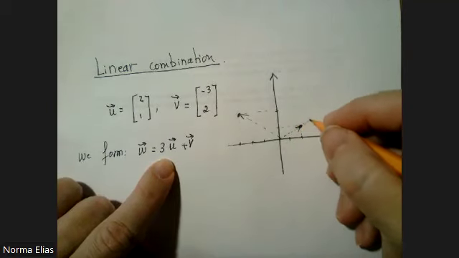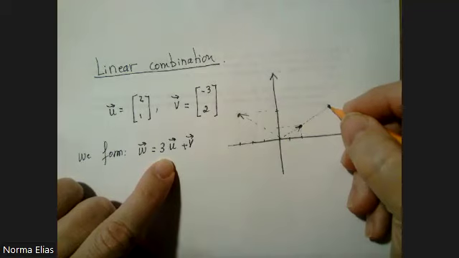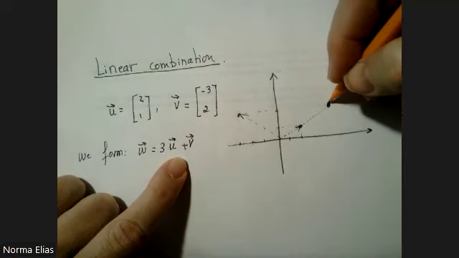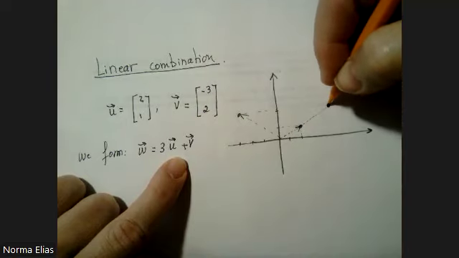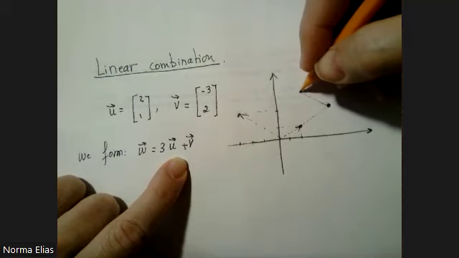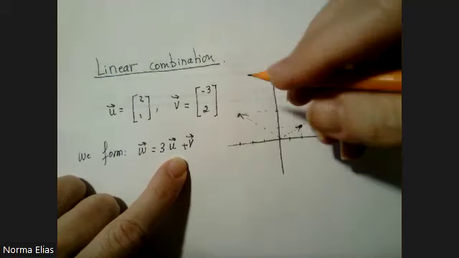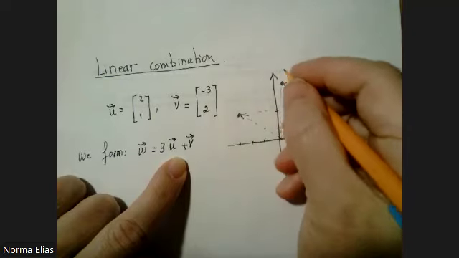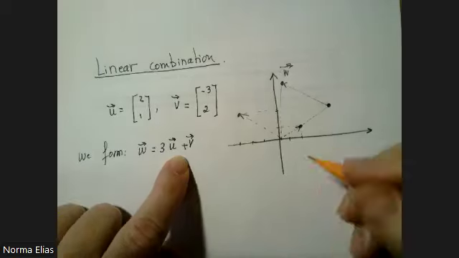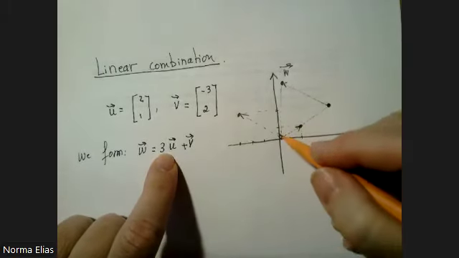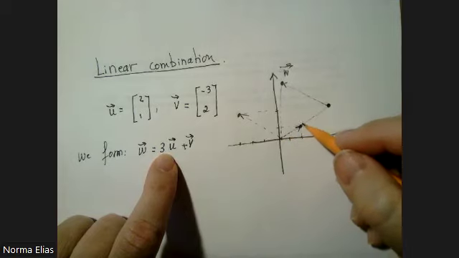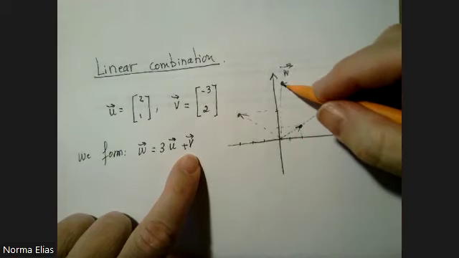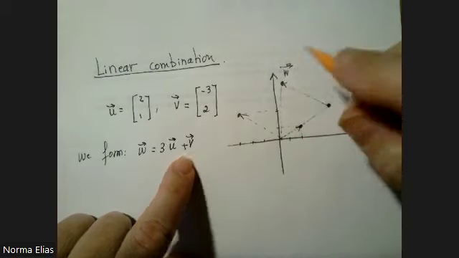3u means that's a u, that's another u, that's a third u. That's 3u. I'm going to add v to it. So from here, I'm going to add a v. So v should be right there. Almost. So this is my new vector w. Geometrically, it means I start with u. Watch what's happening. I move a little bit in the direction of u 3 times. And then I turn around and I move in the direction of v. And the result is w.